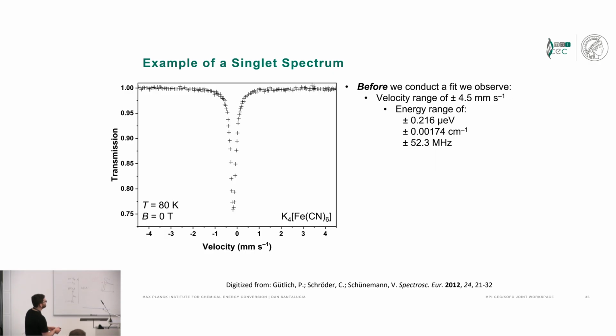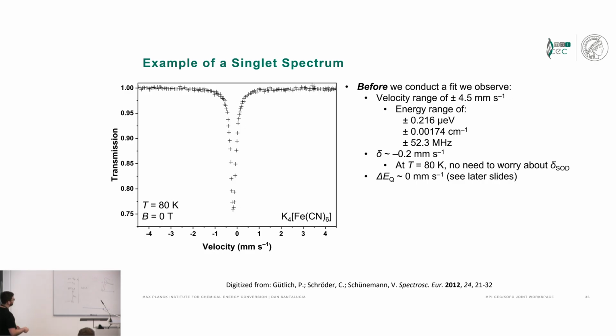That's an energy range of plus minus 0.002 wave numbers. I've seen that the isomer shift, just by eye, looks to be at about minus 0.2 millimeter per second. We're at 80 Kelvin, so we don't need to worry about our second order Doppler contribution. This is a trustworthy approximation of the intrinsic isomer shift of this compound. This carries information about its oxidation state and its spin state.